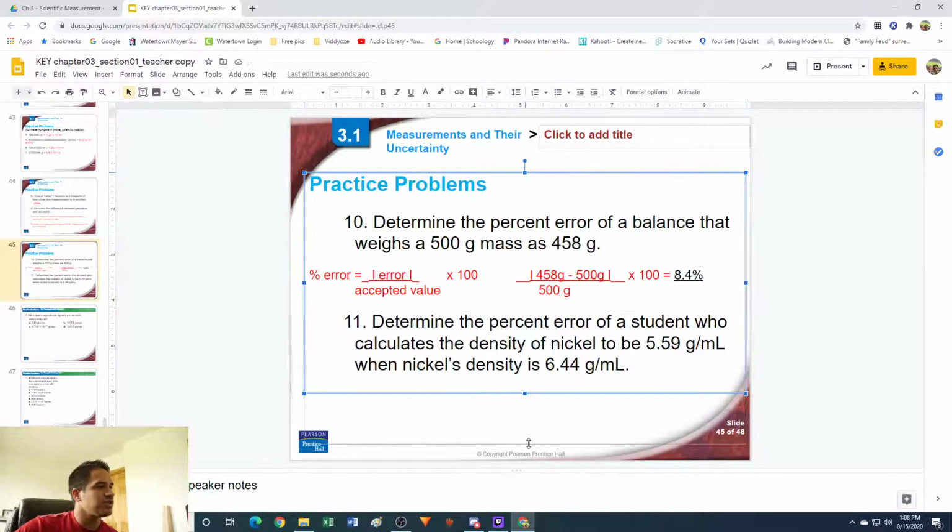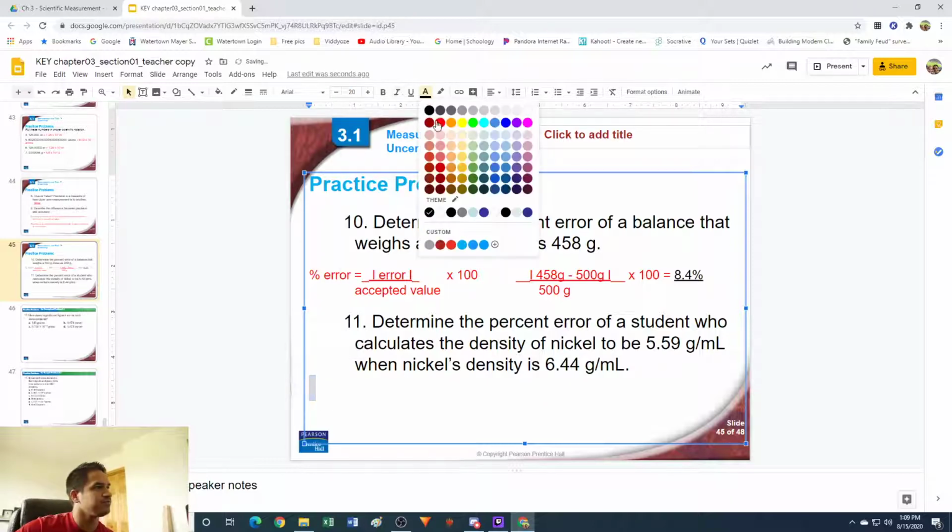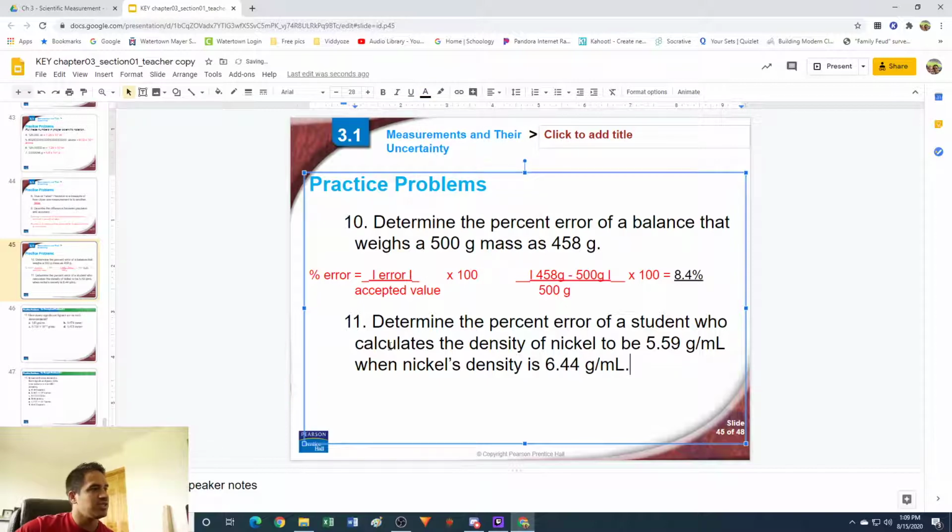All right, last question here, number 11. Determine the percent error of a student who calculates the density of nickel to be 5.59 grams per milliliter when nickel's density is 6.44 grams per milliliter. So number 11 is also a percent error problem. It says here that the student calculates the density to be this. So this is our experimental value. And nickel's actual density is this. So this is our accepted value.